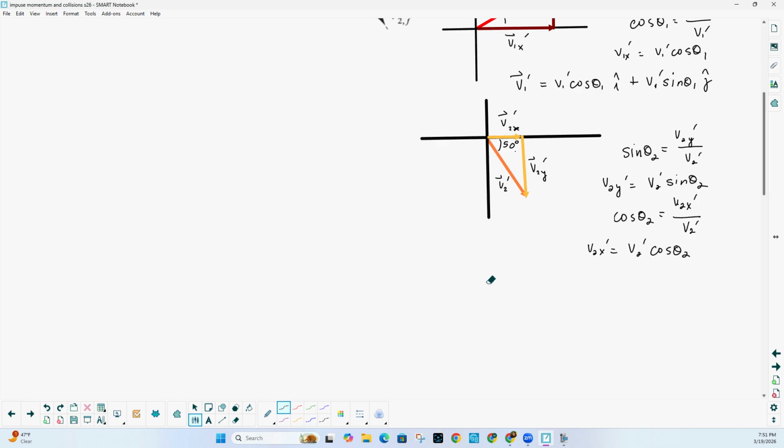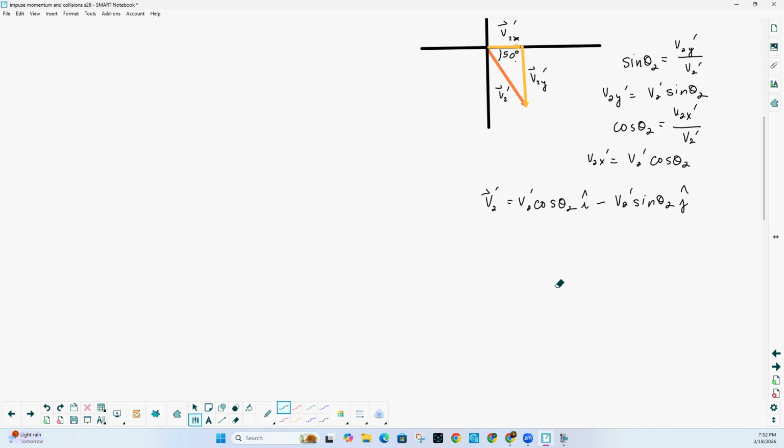All right, so let's write this out in i hat, j hat notation. We have V2 prime is going to be equal to the x component. Now notice it's going east. So that's V2 prime cosine theta 2 i hat. But notice that the y component is going south. So that's going to be minus V2 prime sine theta 2 j hat. Okay?